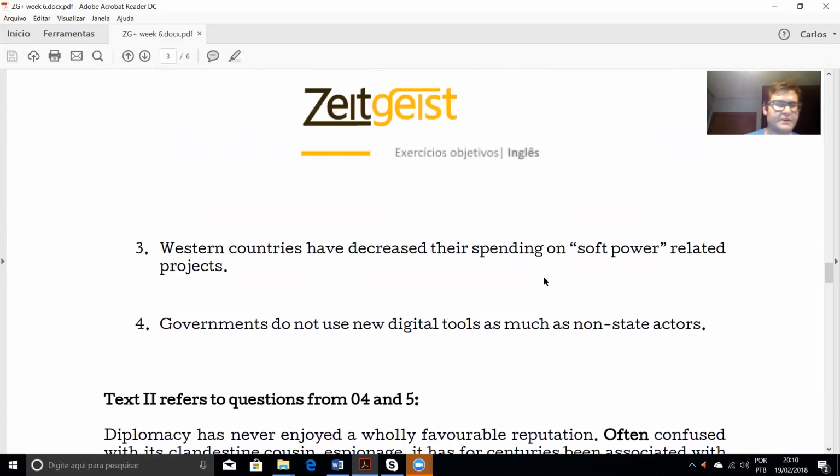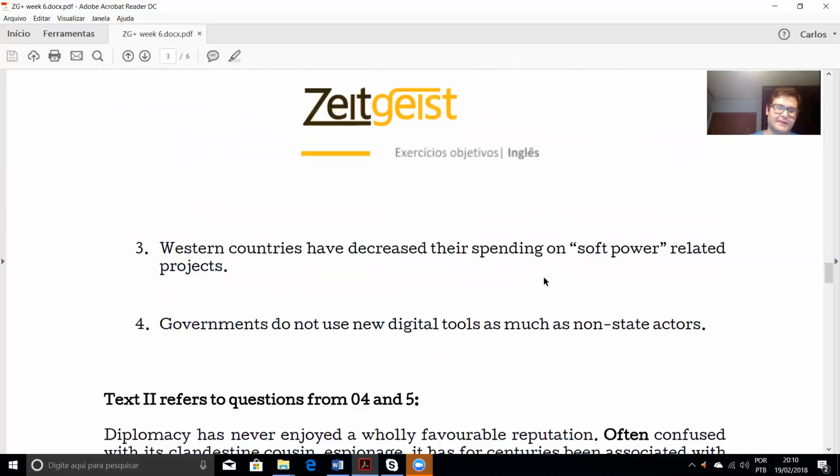Number 3, Western countries have decreased their spending on soft power related projects. Exactly. This is exactly what I was saying before. Instead of taking this opportunity in order to increase their soft power in a time where soft power is more important because of global networks and because of the digital revolution, Western countries are doing the opposite. They see soft power now as more superfluous, especially a few countries these days, Western countries, which shall remain nameless, and now they're decreasing their spending on soft power, which they should be doing the exact opposite.